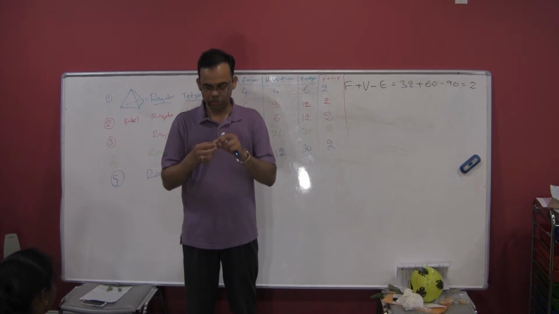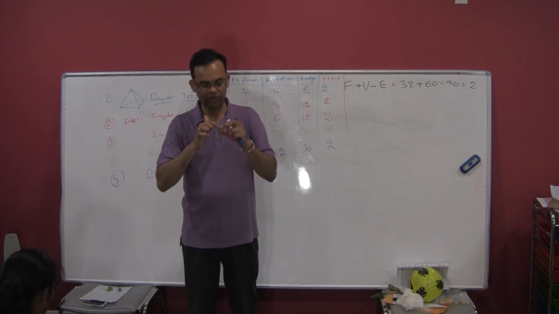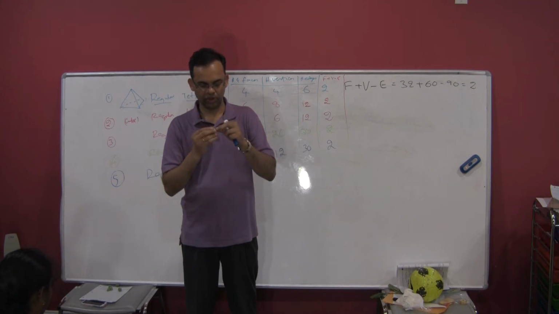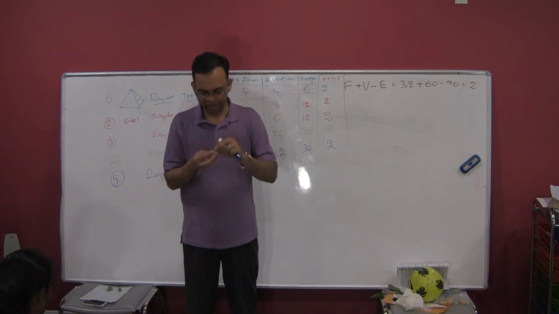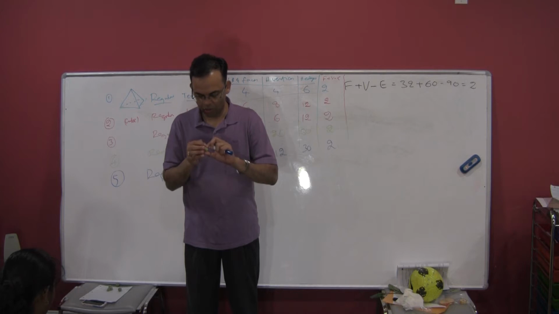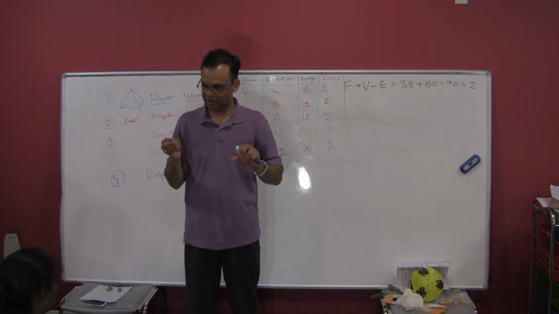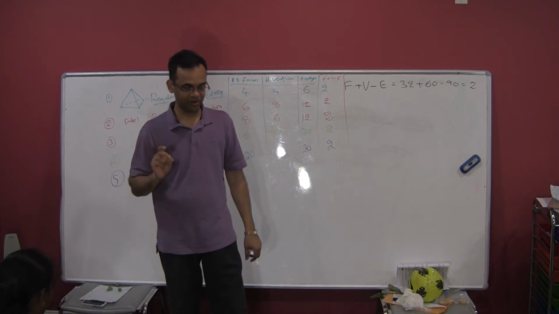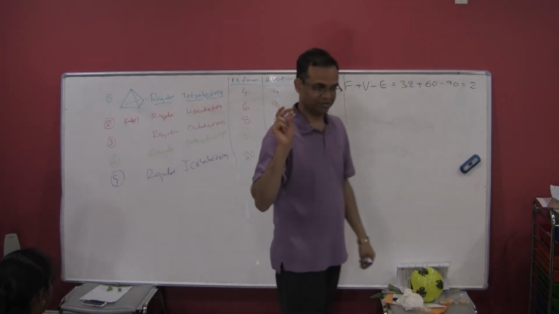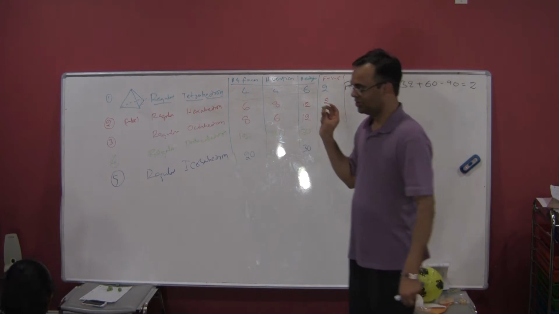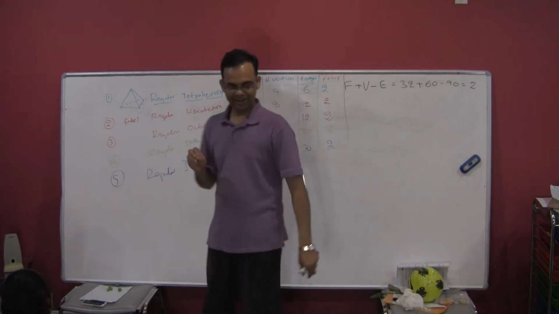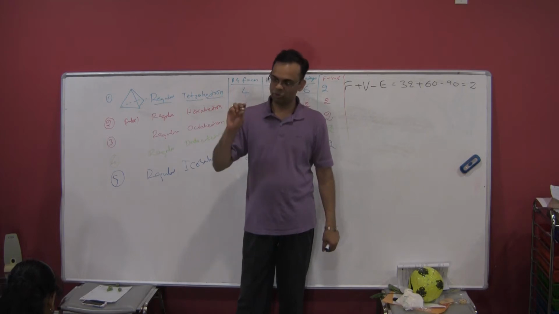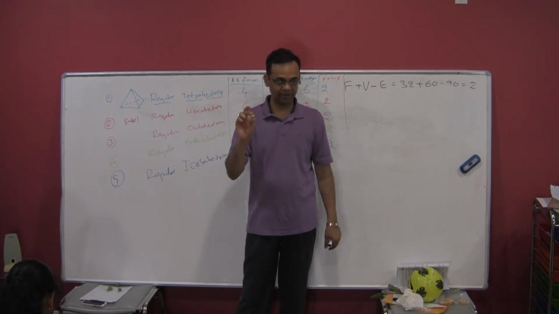And also, the top and bottom have how many edges going out? 1, 2, 3, 4, 5. But if you take any of the middle ones, they only have 3 edges going out, right? And hence, this is not a regular polyhedron. So this is the odd man out. Not the cube, not the little tetrahedron. They all belong to one category called regular polyhedrons. This one is not a regular polyhedron.